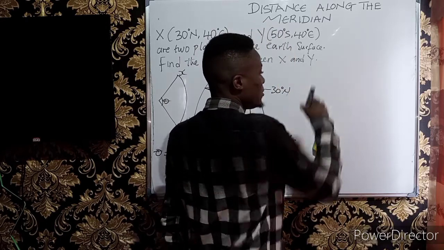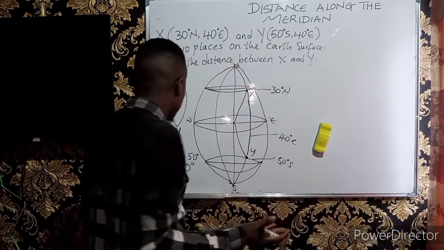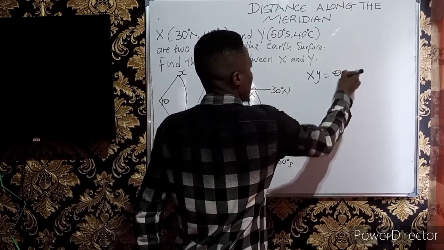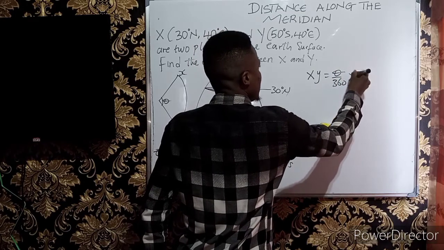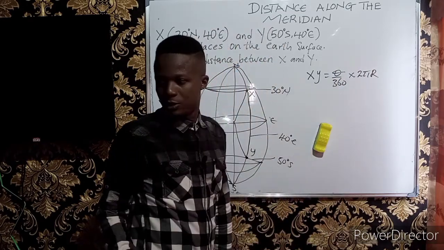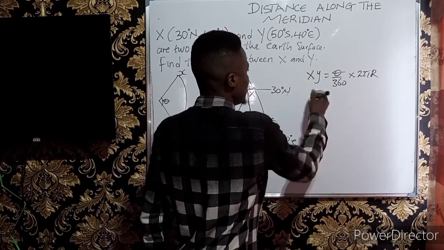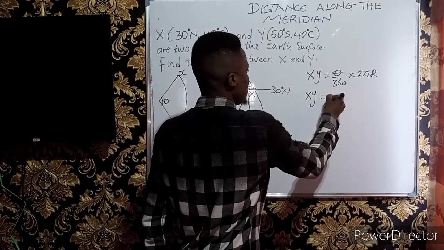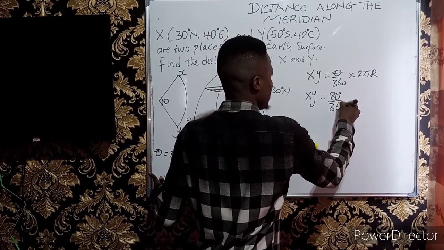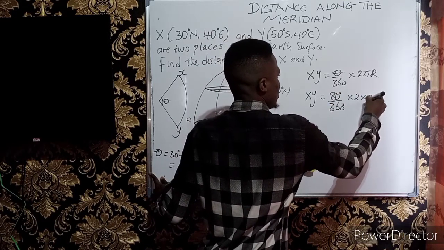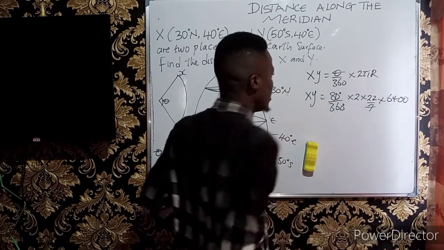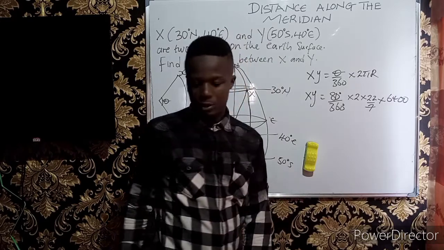And you know, in your circle theorems, you know that the sum of angles in a circle is 360 degrees, and also the length of arc of a circle is theta over 360 times 2 pi r, where r is the radius of the earth. Okay, so we shall have distance xy will now be theta. Our theta is now 80 degrees. 80 degrees over 360 degrees times 2 pi, which is always 22 over 7, then times 6,400. So we are going to use calculator to compute this.